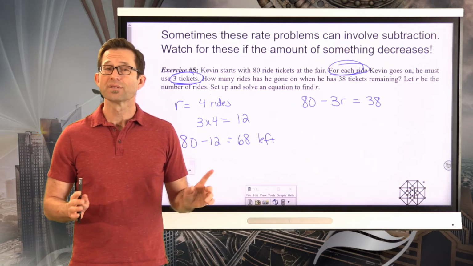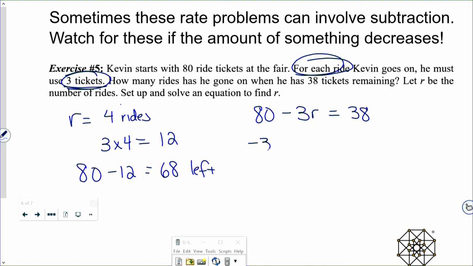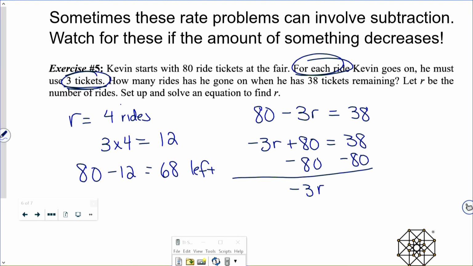All right, well, simple enough. One thing I'm going to do is rewrite this as negative 3R plus 80 and set that equal to 38. I'm now going to subtract 80 from both sides. Again, we need to be careful here because we've got a smaller number subtracting a larger number, so we're going to get a negative result.